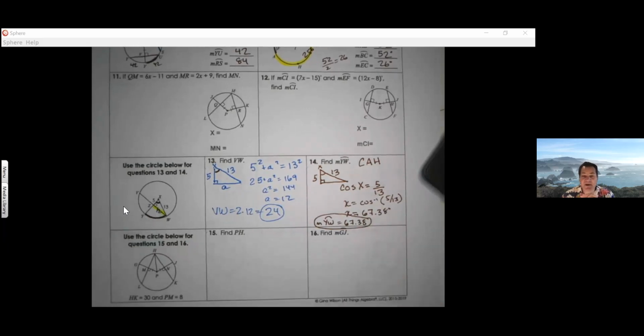And again, they're asking you to go back and recognize your trig knowledge embedded in these problems. That's going to be very true for this circles unit, as well as the last unit on surface area and volume.